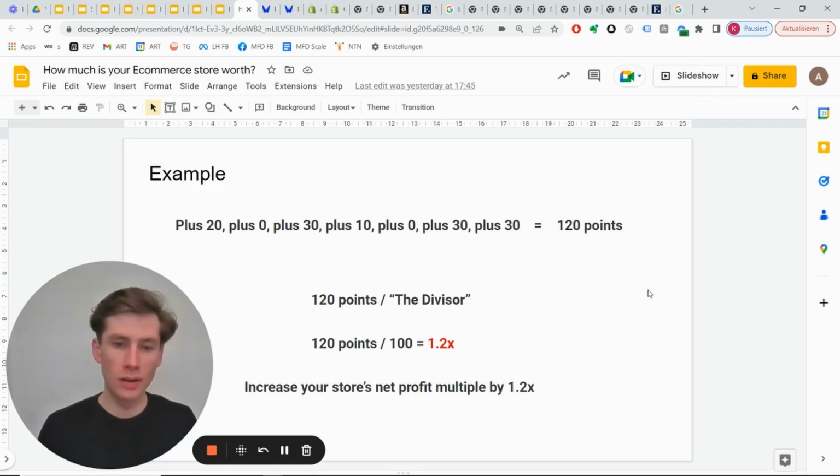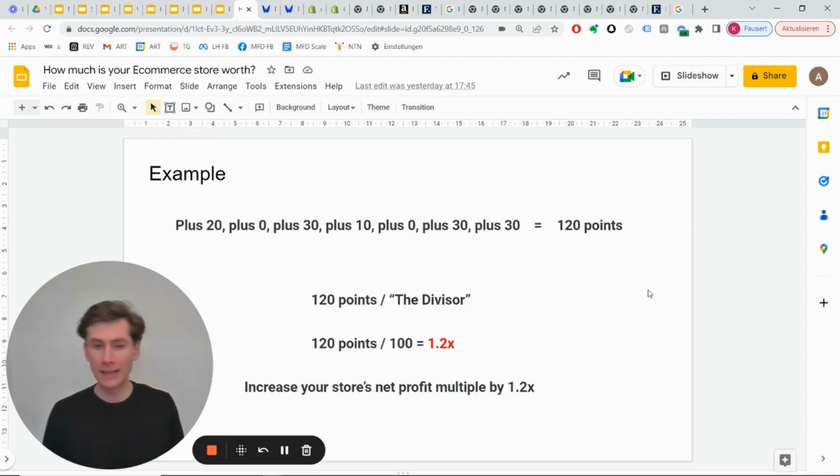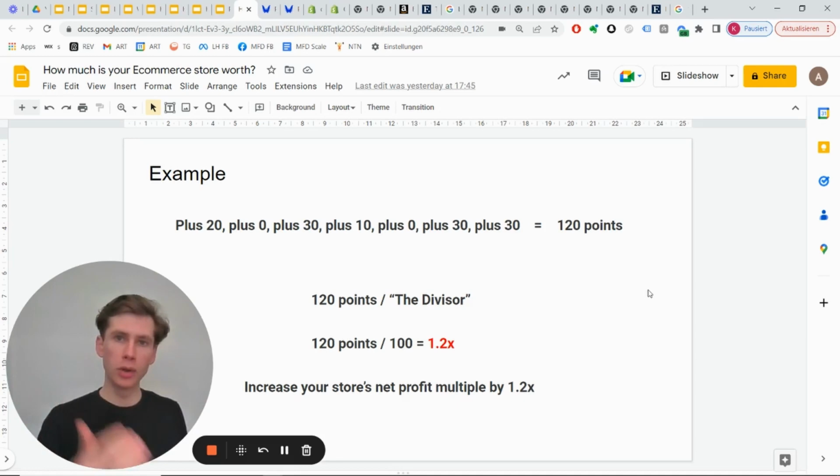But okay, what do we do? You can already see it here. What do we do with the points? We divide the points by the divisor, and that number can be different depending on several macro criteria, and generally on how strong a weighting we want to give to those points. However, I try to do it so that at this moment you roughly only have to divide those points by 100, a nice round number, to get a multiple, which in this case is 120 divided by 100, obviously 1.2x, which is the multiple that you can add on to the multiple that you started with.